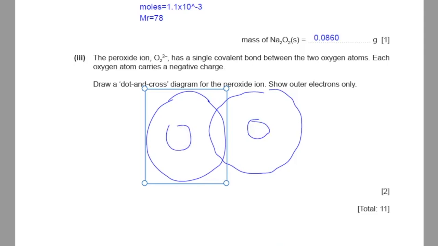And oxygen has 6 valence electrons in its outermost shell. So this one, they're sharing one with each other. This one is from this oxygen atom and this one is from this oxygen atom. And this one for each oxygen atom is unpaired, but remember they say that each oxygen atom carries a negative charge, so each of the oxygen atoms has gained an electron from some other atom, so that will be notified here.